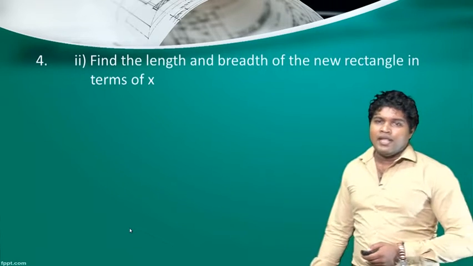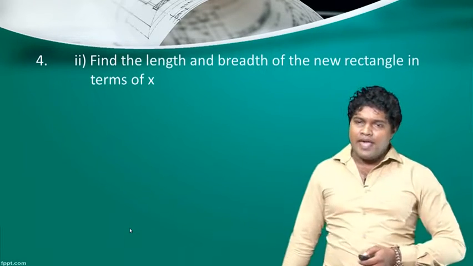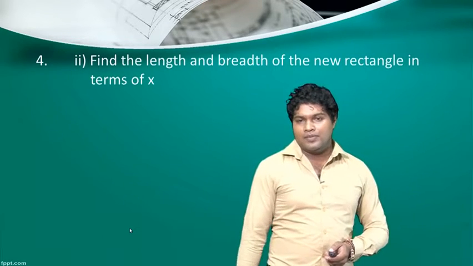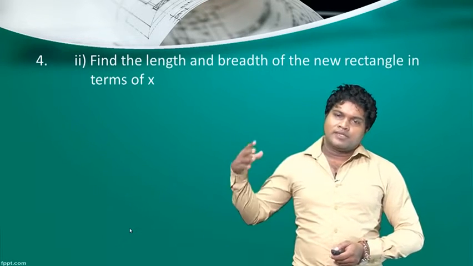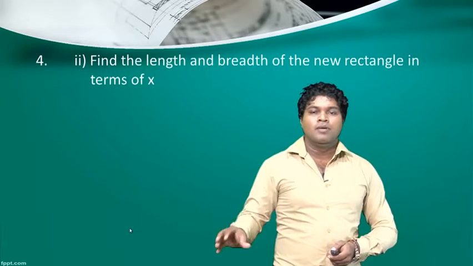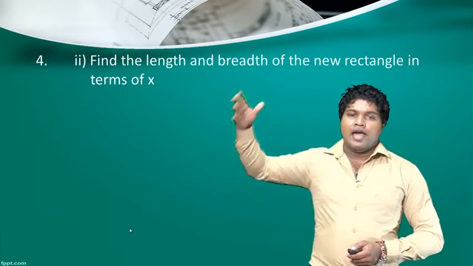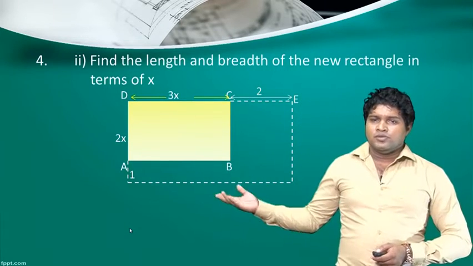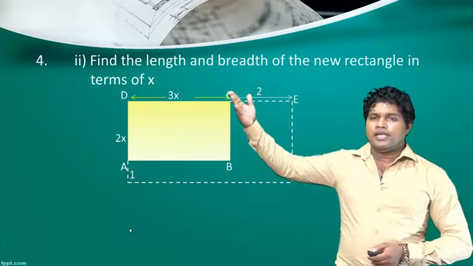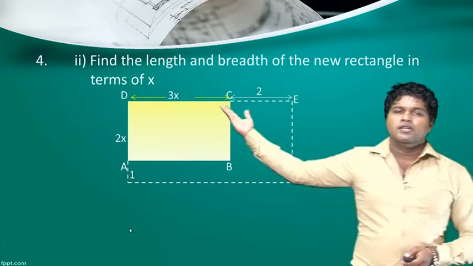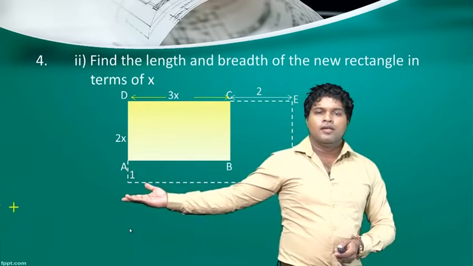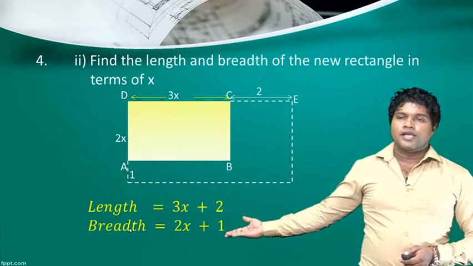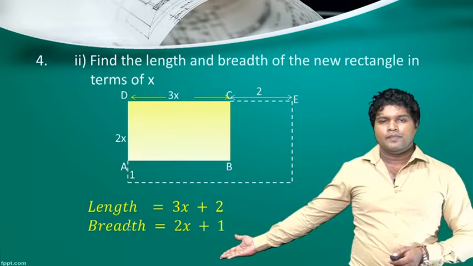Find the length and breadth of the new rectangle in terms of x. Then in terms of x, you have to find the length and the breadth as well. It's easy, I think, according to the previous diagram. When you look at the previous diagram, you can easily say the length and breadth. Now you can say 3x plus 2, and 2x plus 1. Here, length is 3x plus 2, breadth is 2x plus 1. No doubt.